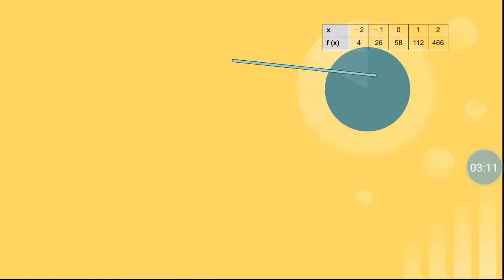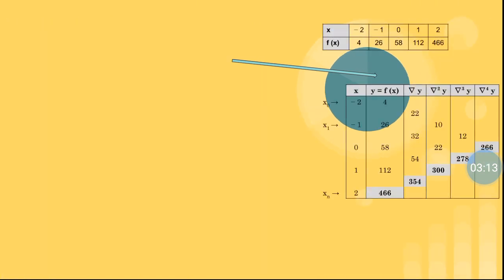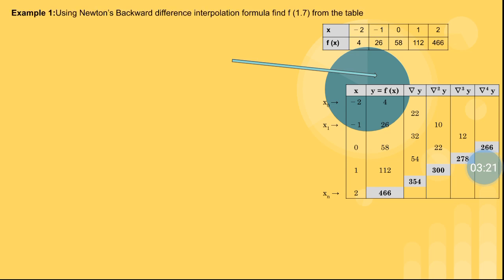First problem: for the value x and f of x, this is the backward difference table which has been constructed. The question is, find f of 1.7. 1.7 is nearer to xn, that is, it is towards the last. So we apply Newton's backward difference interpolation formula.